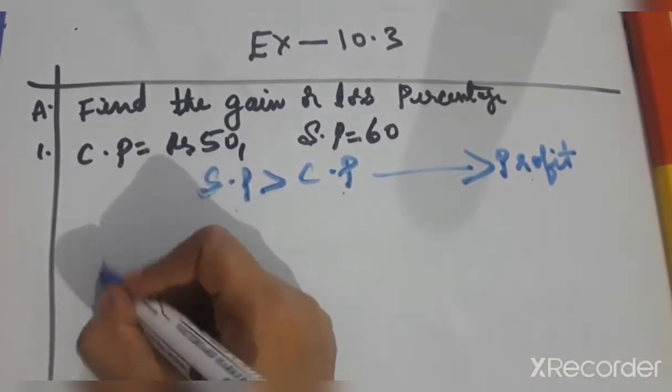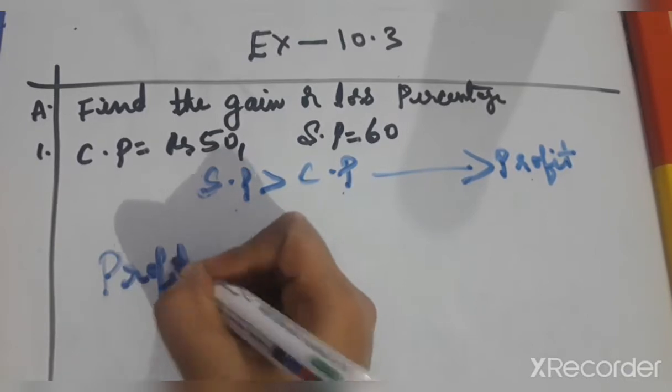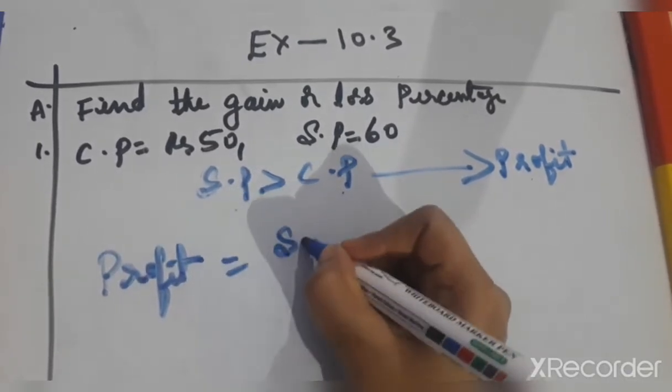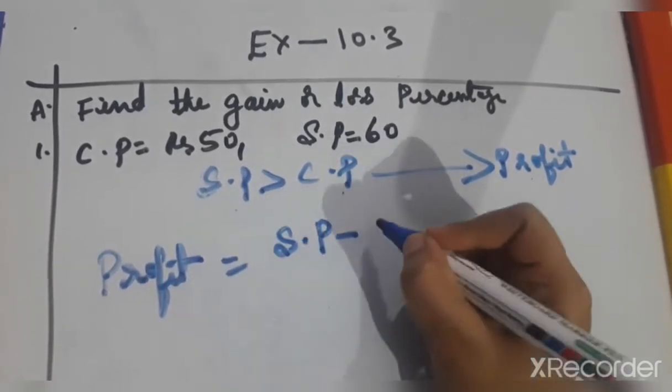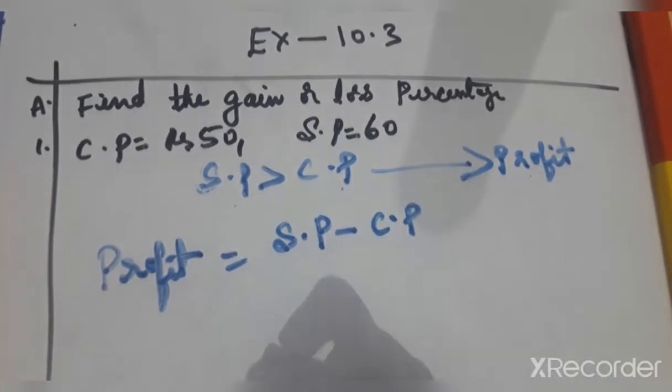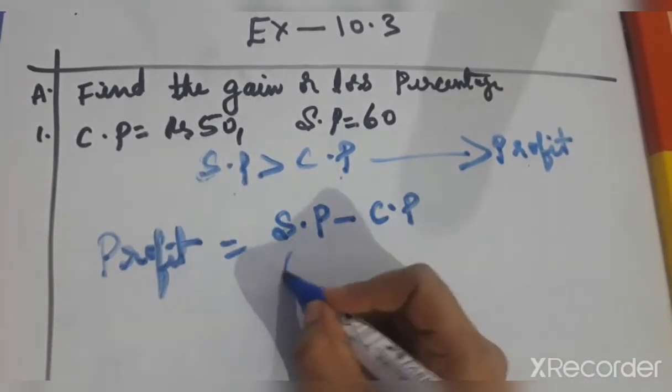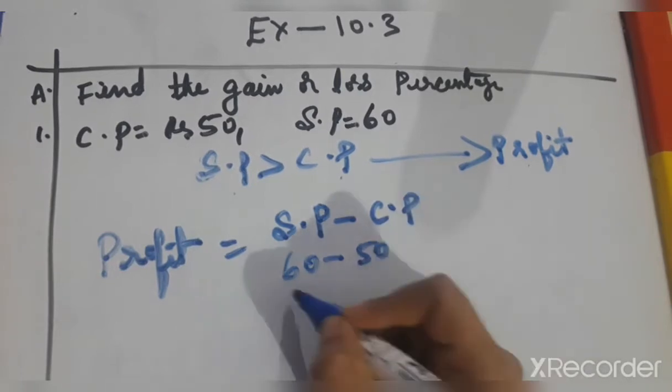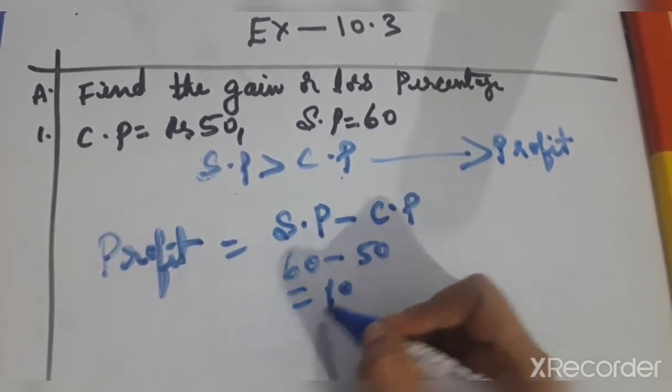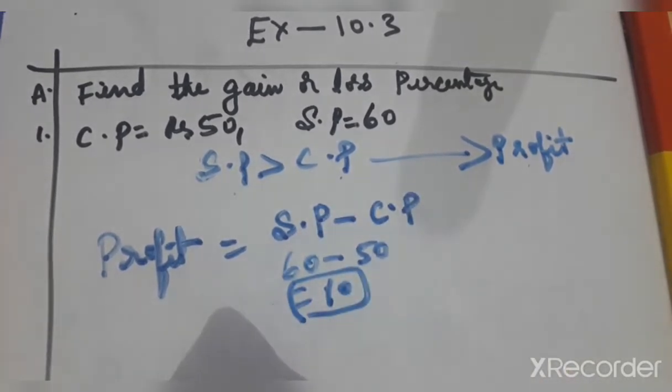So first find the profit. When we get profit, it means the selling price is more than the cost price. So how much? 60 minus 50, how much? 10. So profit is 10.